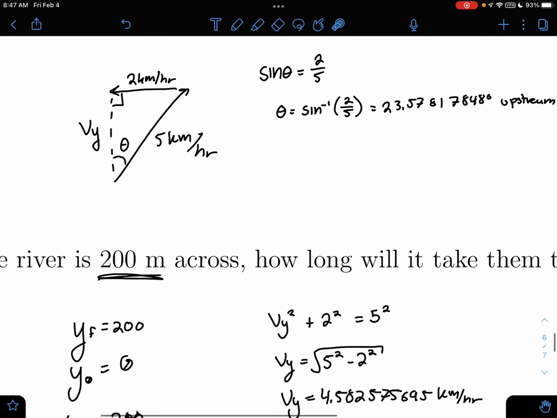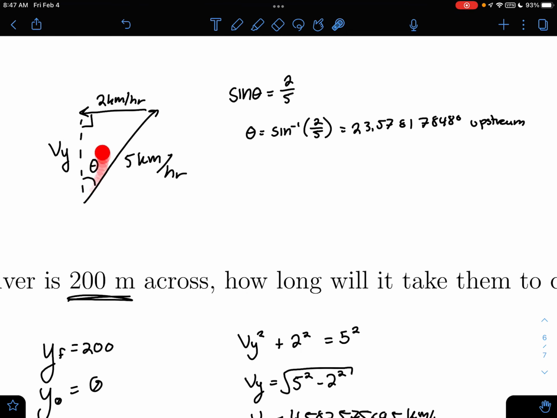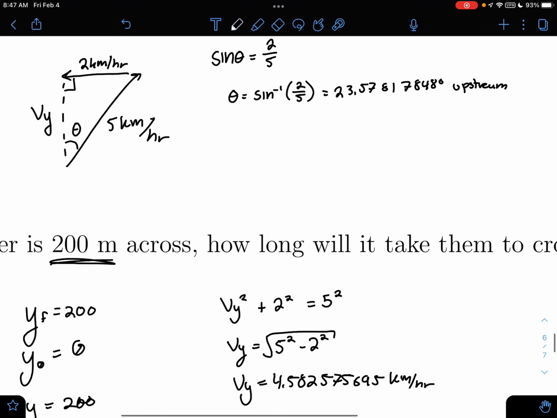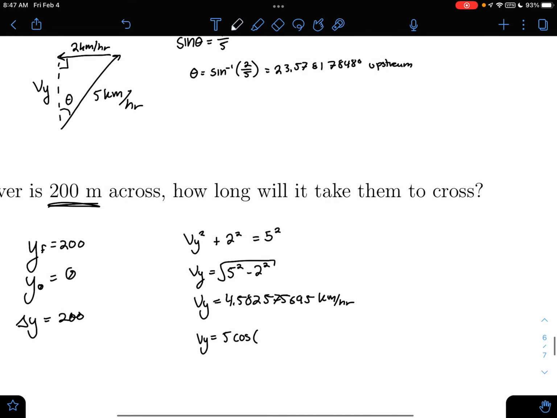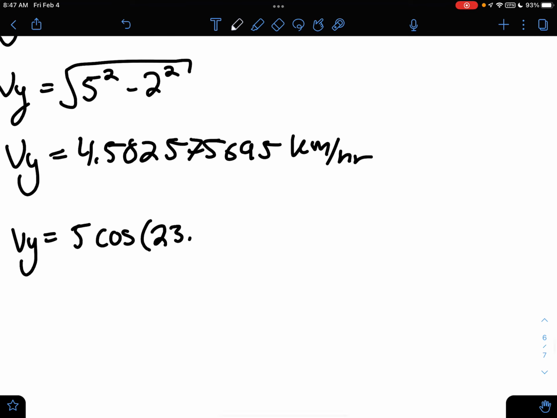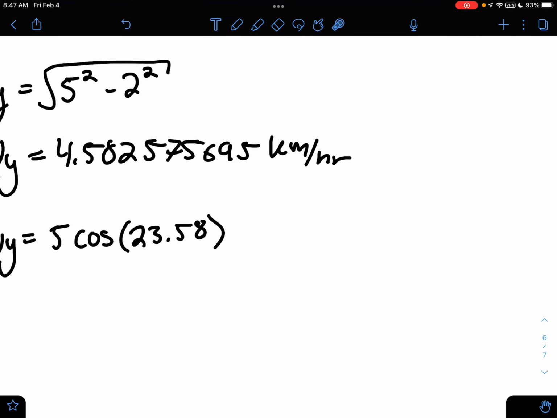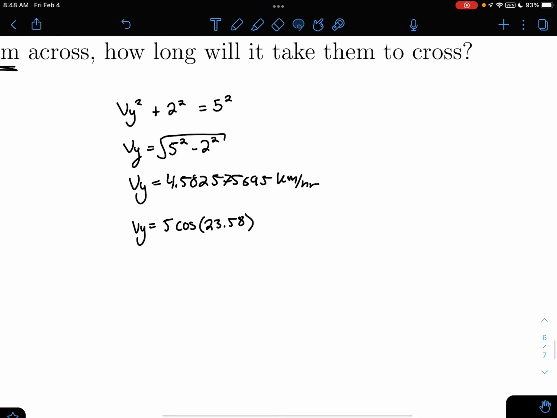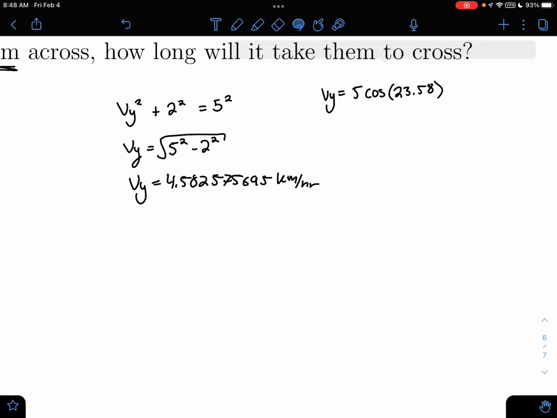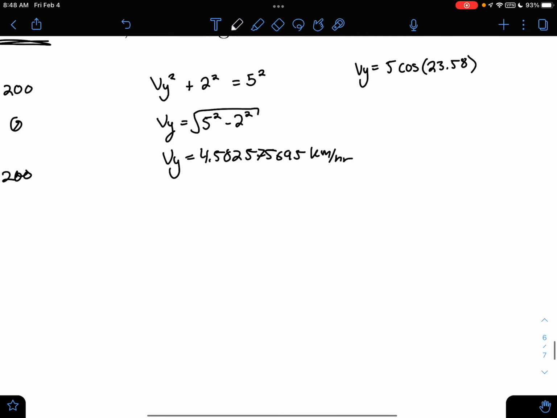If we wanted to use trig, we could say that the cosine of this angle is going to be equal to adjacent over hypotenuse. So our Vy would be 5 cosine of our angle that we figured out, 23.57, or 23.6 rounded, right? And that's going to give us the same number, because Mr. Pythagoras was pretty smart, and there's two ways to get the same number, right?